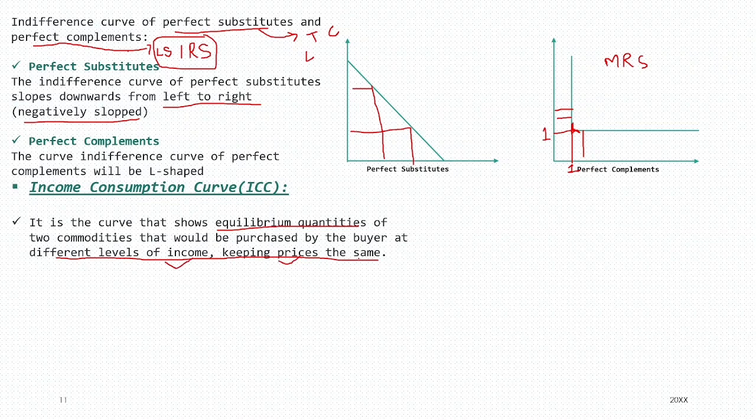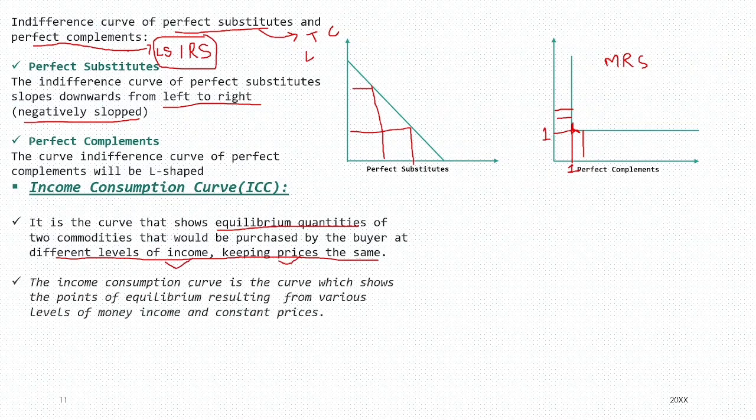So you remember that we formed a consumer equilibrium. So what is the income consumption curve? When we take different income levels, we'll get different consumer equilibria. When we match all these consumer equilibria, we'll get a curve. This curve is the income consumption curve. All right. So we can also say that the income consumption curve is a curve which shows the points of consumer equilibrium resulting from various levels of money income and constant prices.